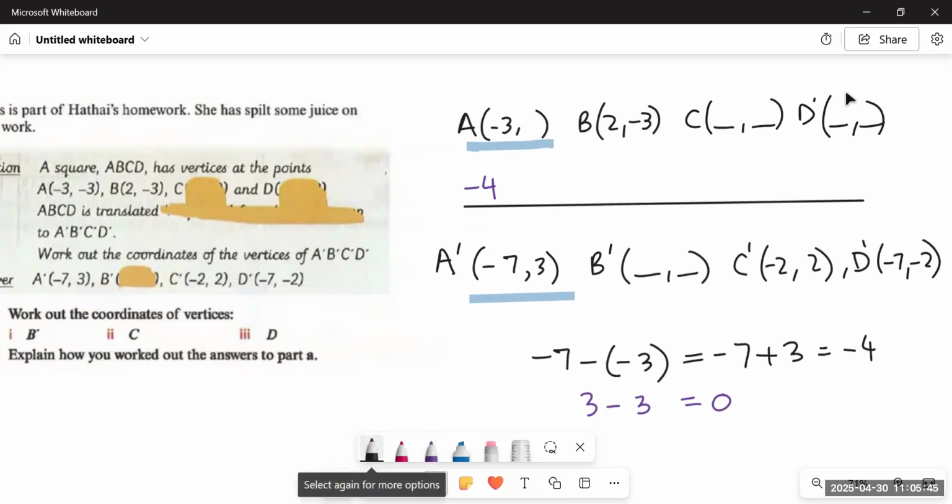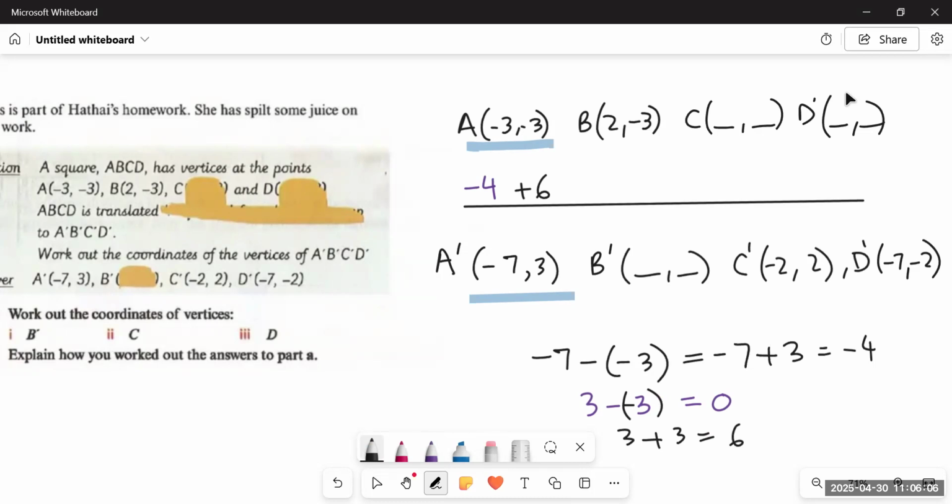You see? No, wait. This was minus 3 as well. So it would be like 3 minus 3. That is 3 plus 3 is equals to 6. It means we are adding 6 into it. Minus 3 plus 6 is plus 3.